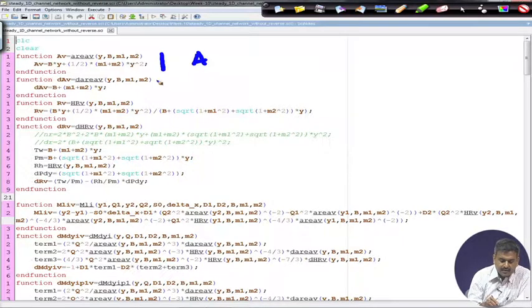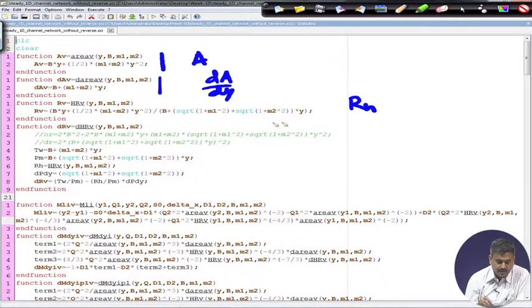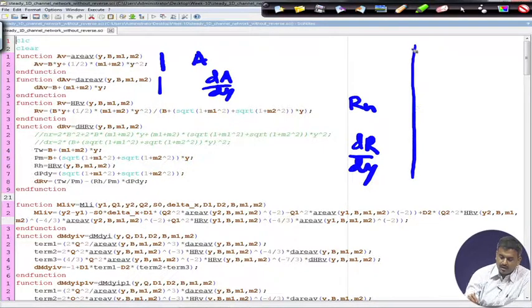Next is dA, this is dA by dy. Next is the HR value, that means this is hydraulic radius RH. Next is dR by dy. So, these information are required for our problem.